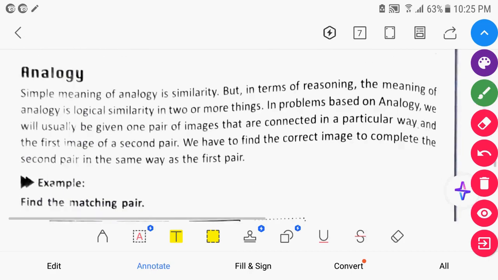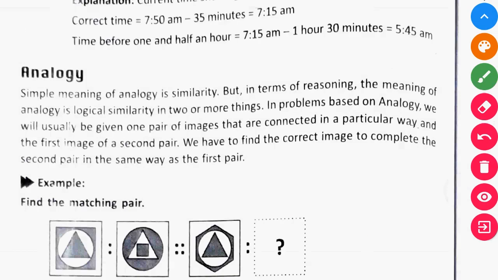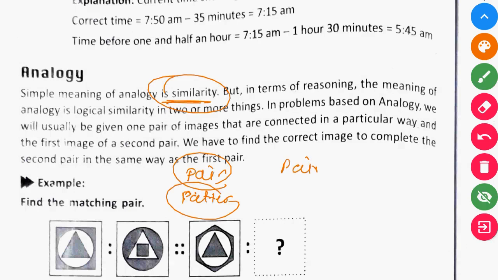Now the questions are based on analogy. Okay. Now what is meant by analogy? We will first see and then we'll move to the question. Simple meaning of analogy is similarity. Similarity between two things or two diagrams, and we have to find, if a pair is given and some pattern is there between them, the similar pattern in one of the pairs.